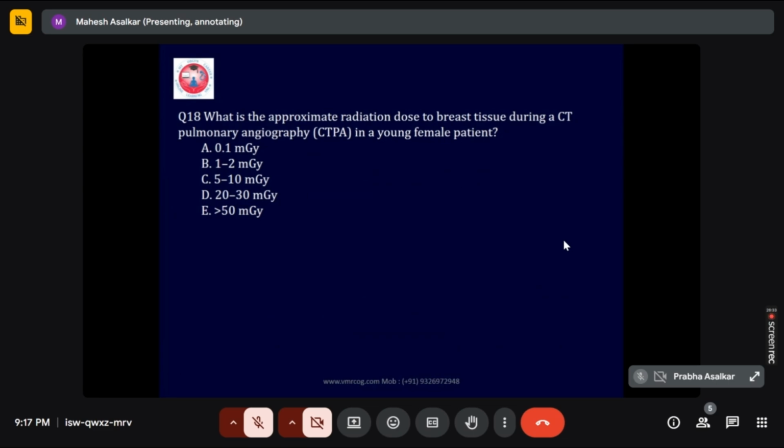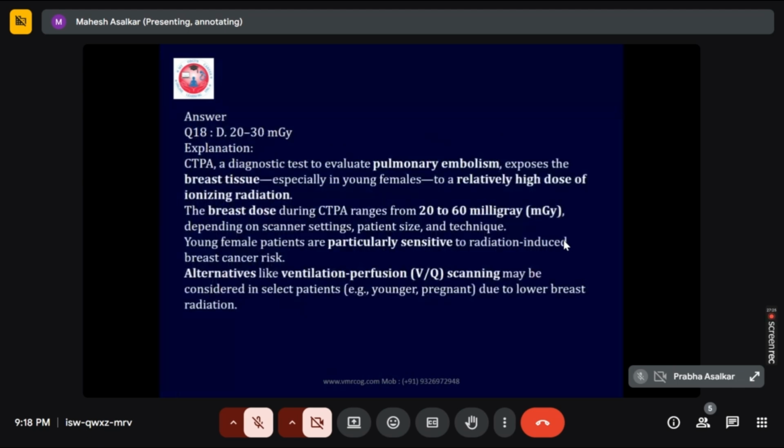Next, Dr. Amrita now. What is the approximate radiation dose to breast tissue during a CT pulmonary angiography in a young female patient? Option A, 0.1 mGy. Option B, 1 to 2 mGy. C, 5 to 10 mGy. D, 20 to 30 mGy. E, more than 50 mGy. Sir, option C, 5 to 10. It's 20 to 30 mGy. Answer is 20 to 30 mGy.